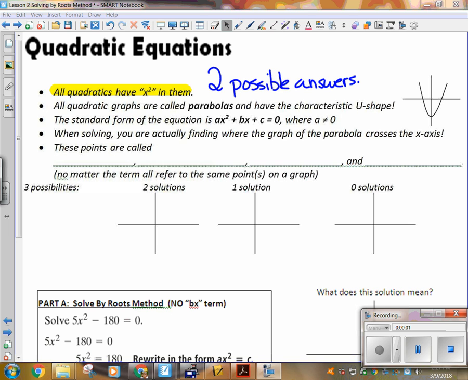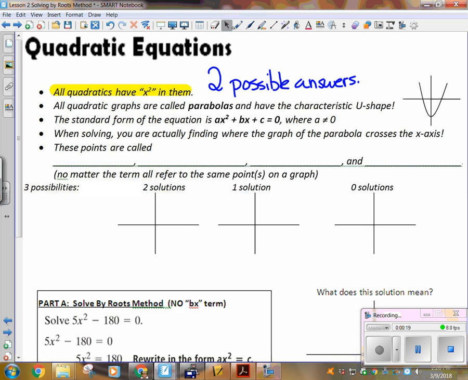This is our next lesson after factoring. And today is the first day that we're actually going to put an equals and change these into an equation. When you solve a quadratic equation, it can have two possible answers.